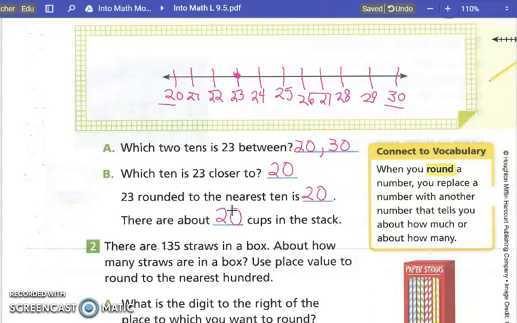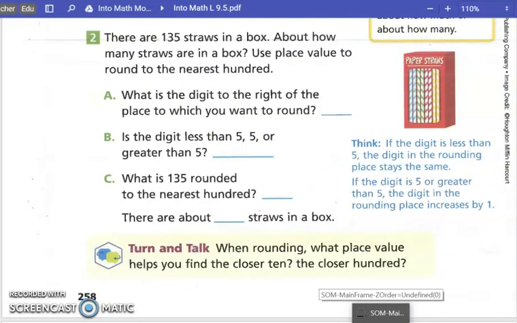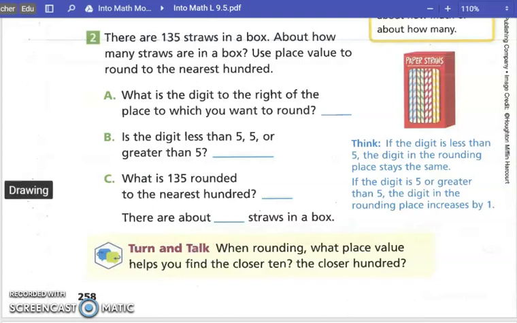Let's read this Connect vocabulary. Everybody read it with me. When we round a number, you replace a number with another number that tells you about how much or about how many. There are 135 straws in a box. About how many straws are in a box? Use place value to round to the nearest 100. So now this time we're rounding to the nearest 100.